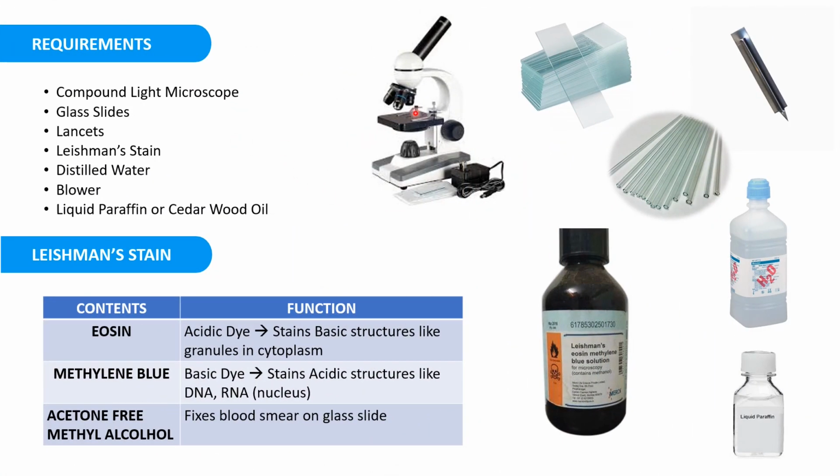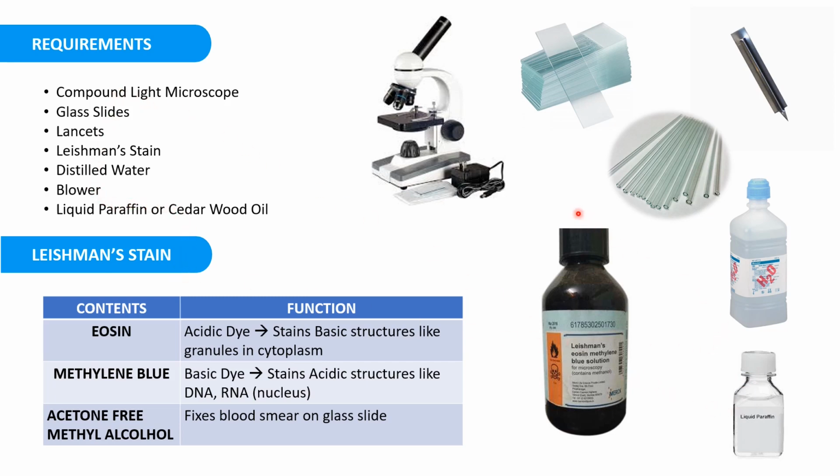So what are the requirements? Naturally a compound light microscope, 4 to 5 slides, a blower, lancet, distilled water, Leishman stain, and liquid paraffin or cedar wood oil are required. So these are the requirements for making a peripheral smear.